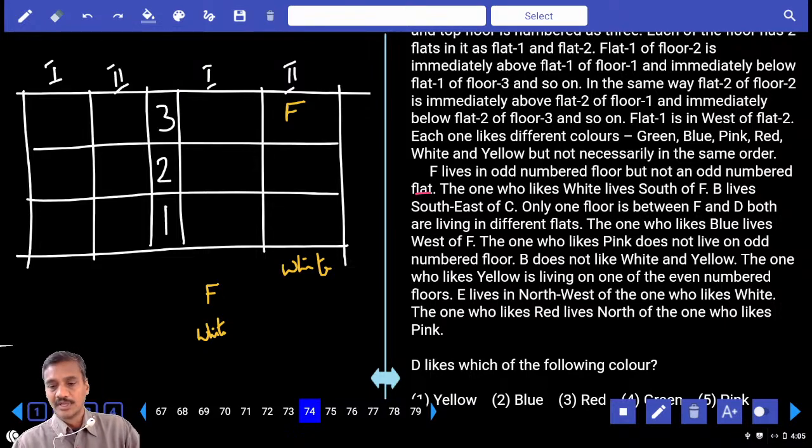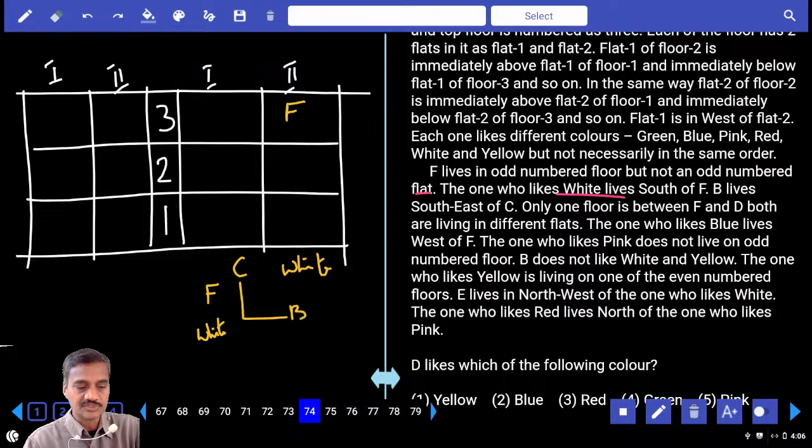Second flat white. The one who likes white lives south of F, and B lives southeast of C. Whatever this may be, B is southeast of C. Now C is here, and B is to the southeast of C. That means C must be in first flat and B is in the second flat. And next one, only one floor is in between F and D, and both are living in different flats, hence D must be in first floor, first flat.